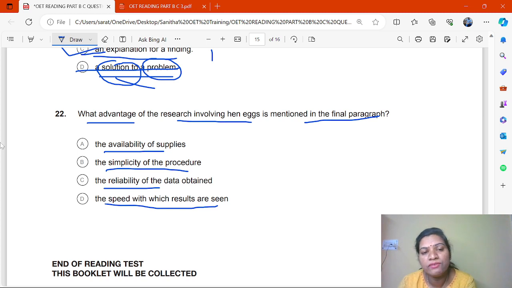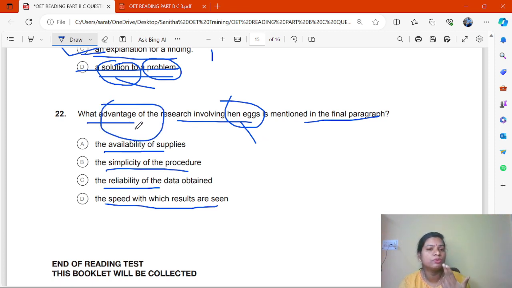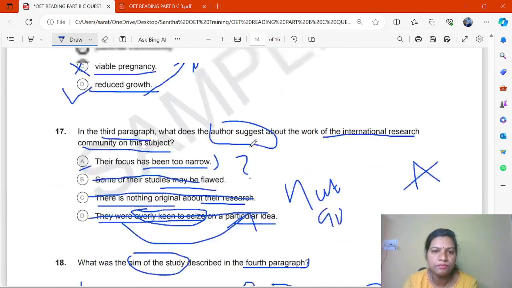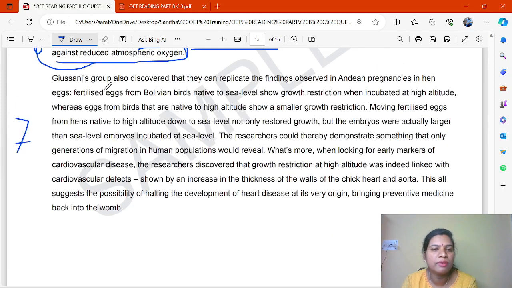Okay. See, we have to see the question. The advantage of the research involving hen eggs. Okay. They did some research with hen eggs, and what advantages did they get? Here the question is asking what advantages they got when they did the research with the hen eggs. Okay. That is the question. We have to read the last paragraph.